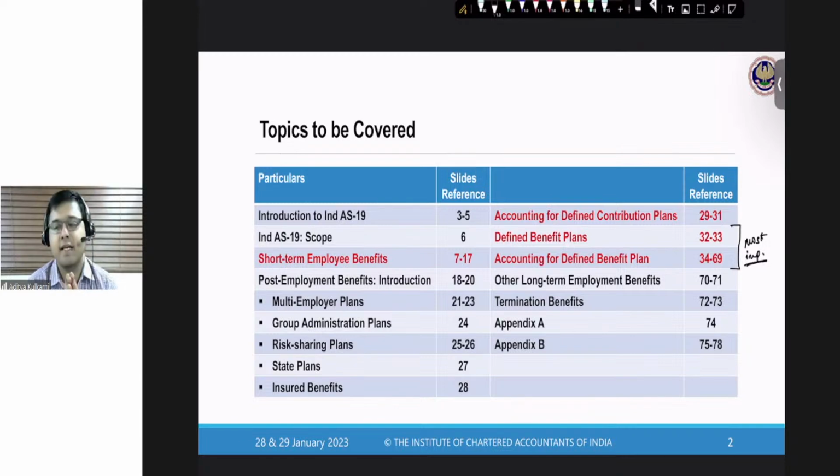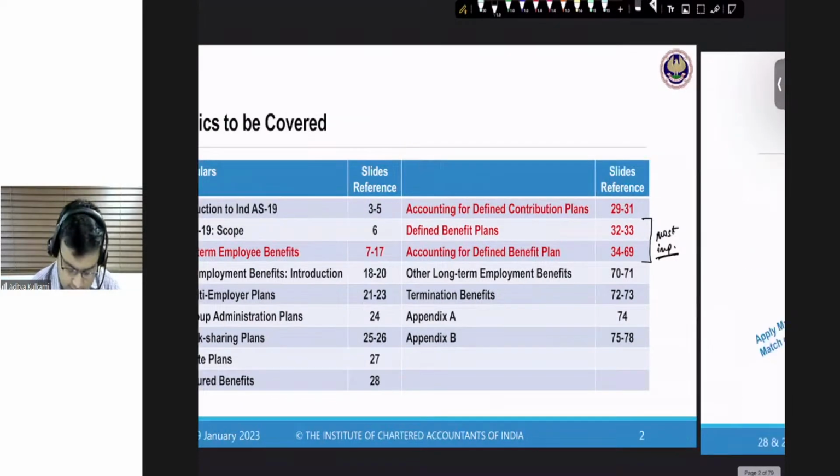Okay, so it basically includes anybody and everybody who is falling under the ambit of an employee. What is essential is that there must be an employer-employee relationship. We are doing the accounting as per Ind AS 19 in the books of the employer organization. So basically it is an employee benefit expense that we are looking to account for. Okay, so this is what is applicable.